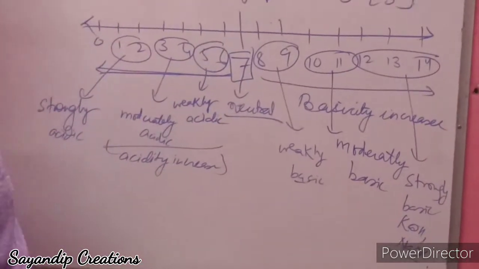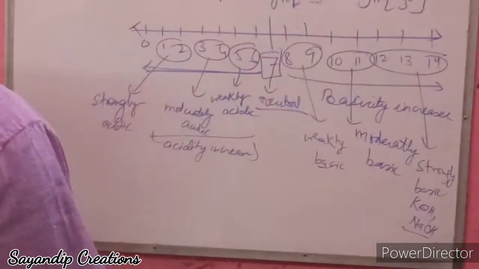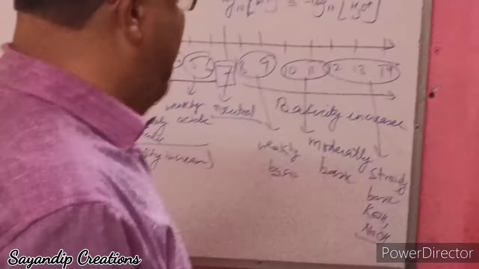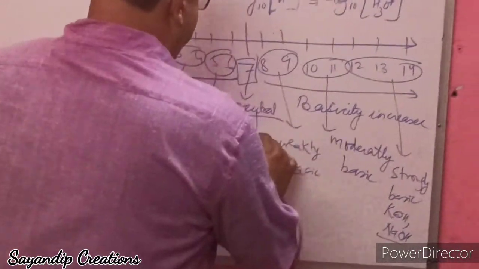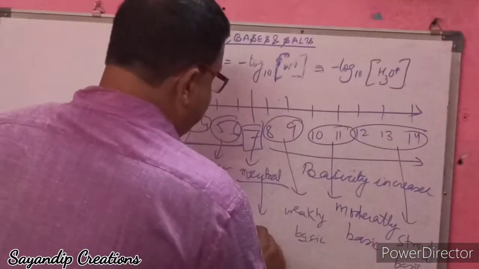Now, the pH of pure water is 7. This is pure water, and the pH of pure water is 7.